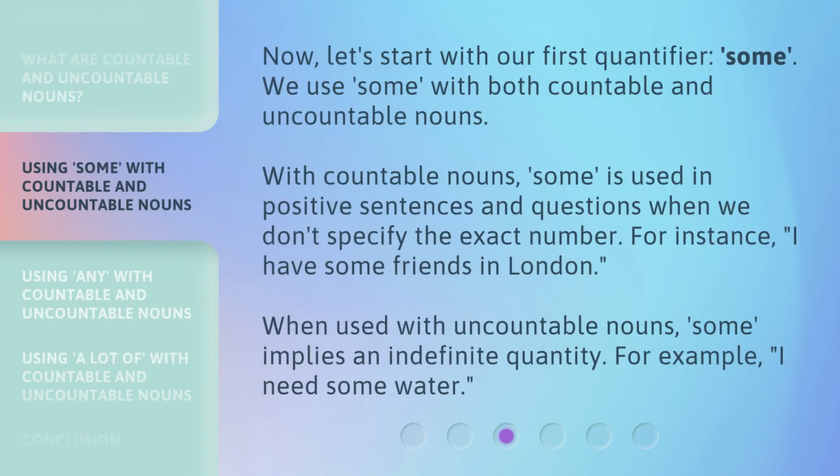Now, let's start with our first quantifier, some. We use some with both countable and uncountable nouns. With countable nouns, some is used in positive sentences and questions when we don't specify the exact number. For instance, I have some friends in London. When used with uncountable nouns, some implies an indefinite quantity. For example, I need some water.